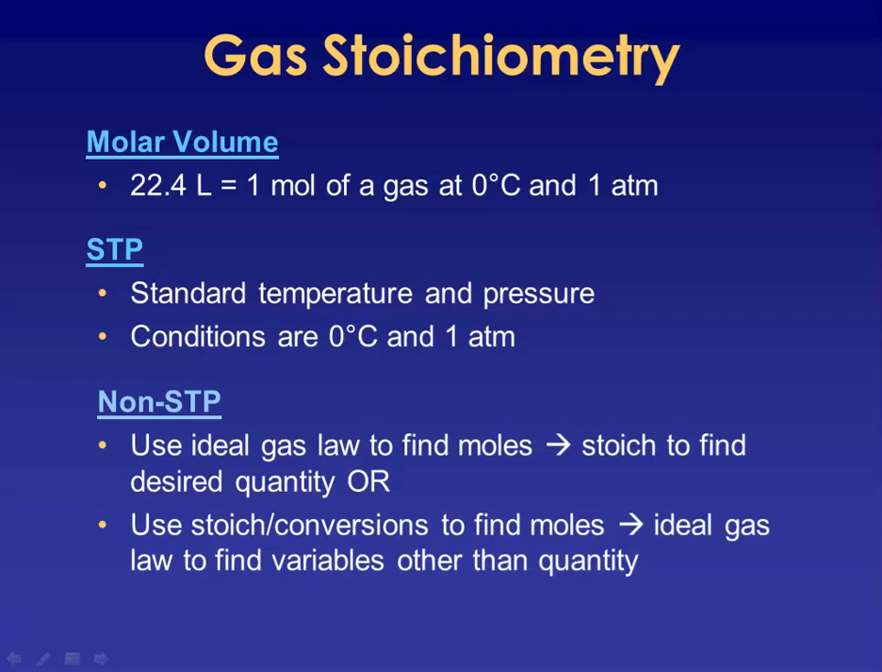So when you're not under STP conditions, you're going to have to utilize your stoichiometry to relate the two quantities that are being investigated, but you're also going to have to use the ideal gas law in order to identify whatever quantity of the gas you want to learn.